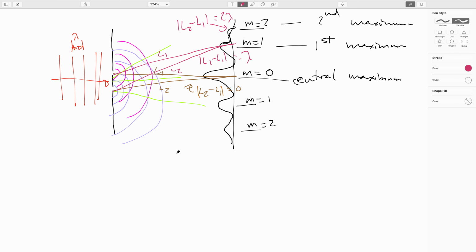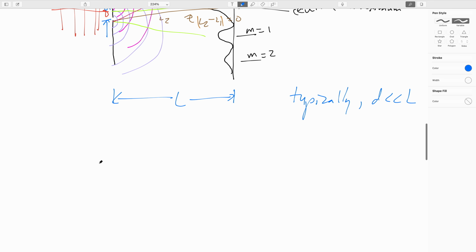All right. So now in practice, this separation here, which we will call D, is really small compared to the distance to whatever screen or viewing device you're using. So typically, D is much less than L. And this will let us cheat a little bit here.